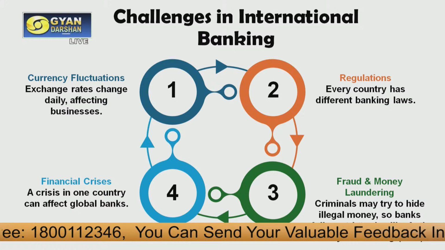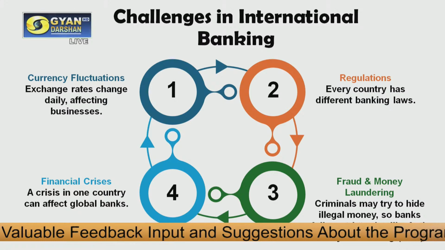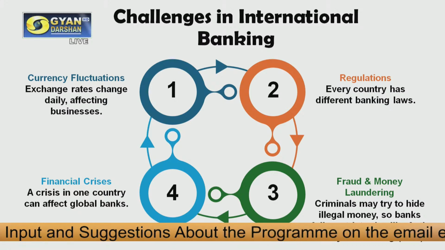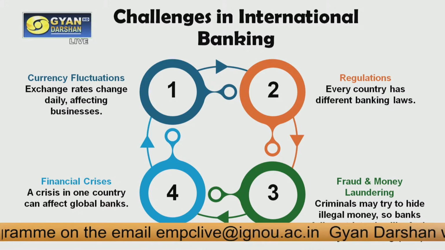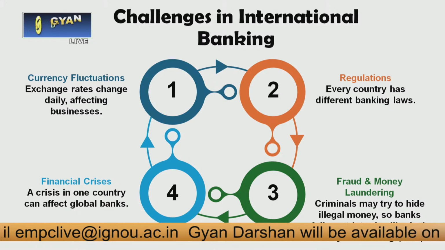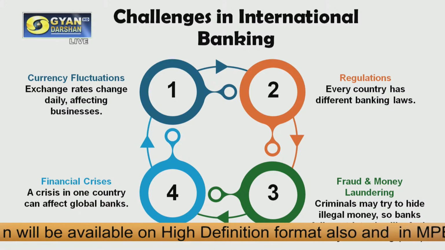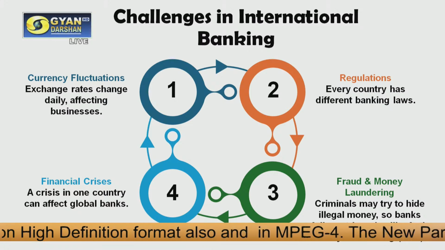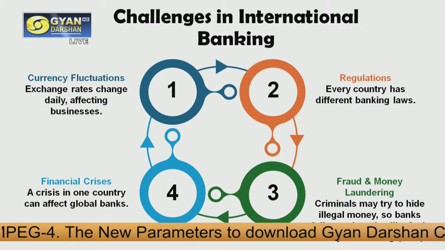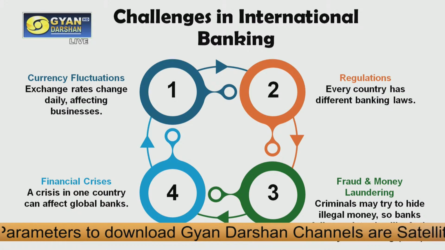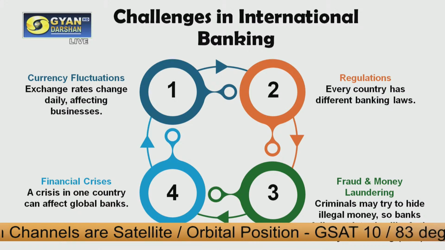Number 3 is fraud and money laundering. Friends, criminals may try to hide illegal money. So banks follow strict rules like anti-money laundering, which is also known as AML. So fraud and money laundering is one of the challenges. You might know that there is a lot of exchange of money among criminals worldwide, because not only has trade been internationalized, but criminal activities have also been internationalized. The criminals have international operations. So this is one of the important challenges that international banking faces.